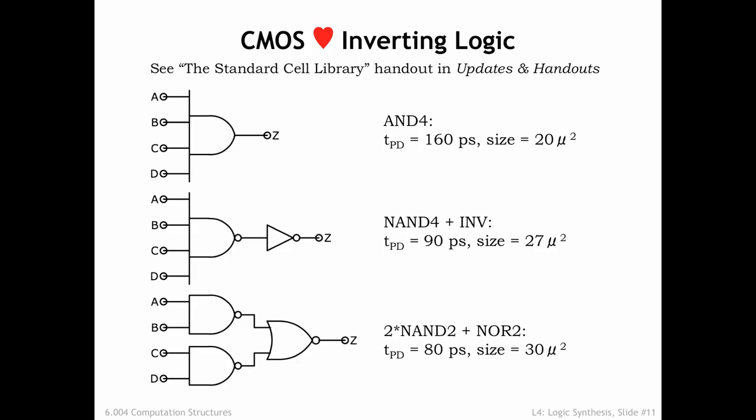The middle circuit implements the same function, this time using a 4-input NAND gate hooked to an inverter to produce the AND functionality we want. The TPD of this circuit is 90 picoseconds, considerably faster than the single gate above. The trade-off is that the size is somewhat larger.